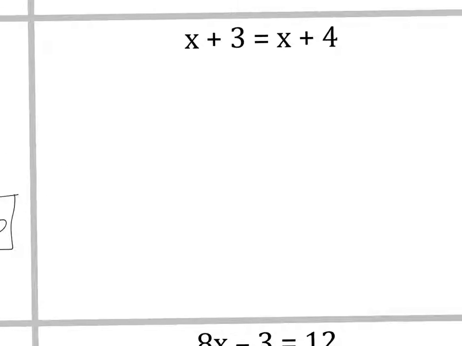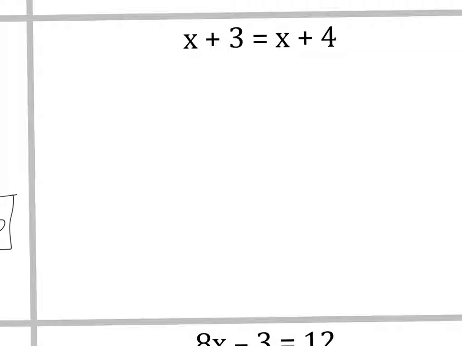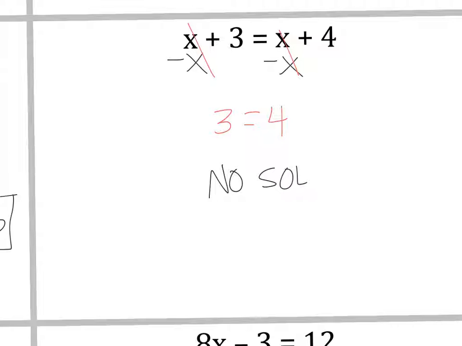Do one more here. So I got x's on each side, so I'm going to subtract x. These x's cancel out, so I'm left with 3 equals 4. 3 equals 4 is a false statement, so the answer is no solution. So you can have special situations of one solution, which we've been doing, but you can also have no solution and infinite solution.